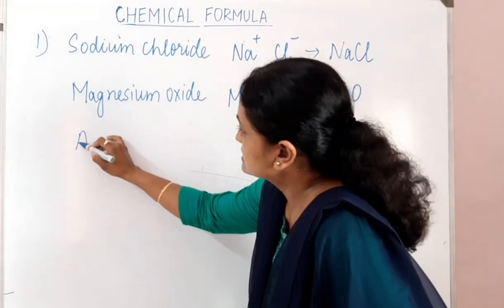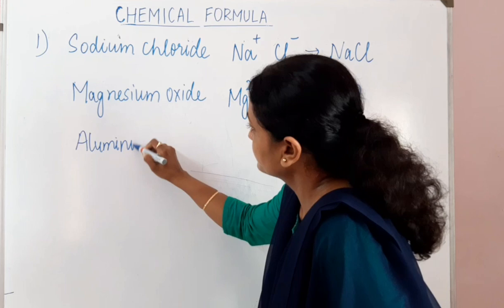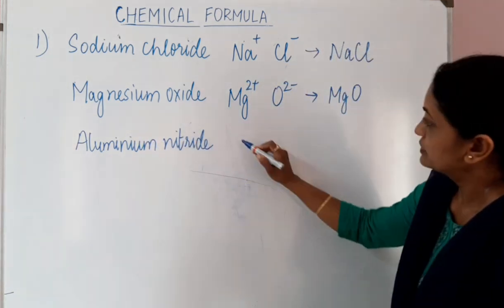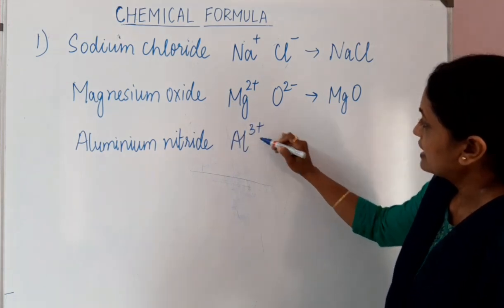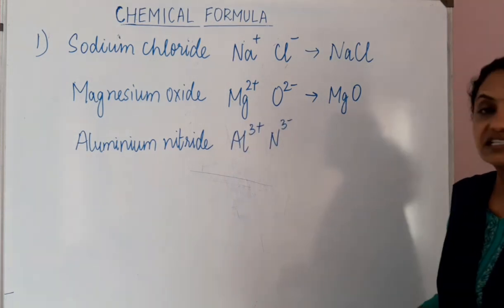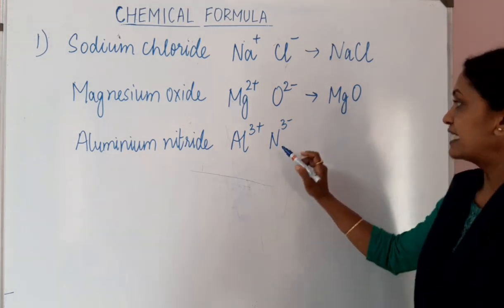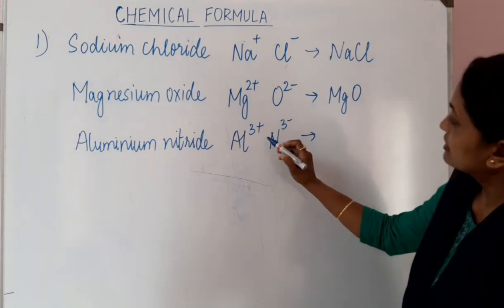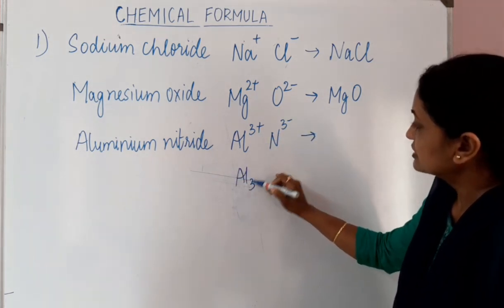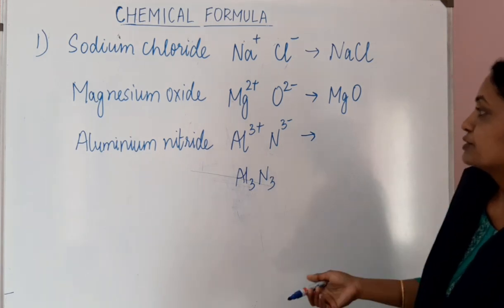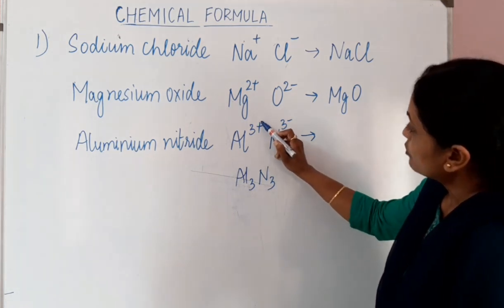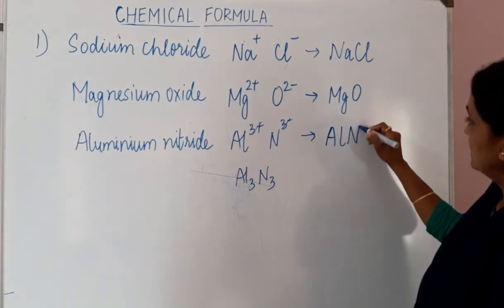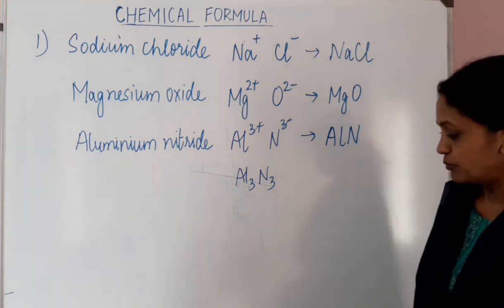Third example is aluminium nitride. In this example, aluminium is Al3 plus and nitride is N3 minus. So again both have similar charge, and if we interchange also, we write Al3 and N3. So no need to write it, the positive and the negative are the same. So both will get cancelled and the final formula will be AlN. So this is your rule number 1.